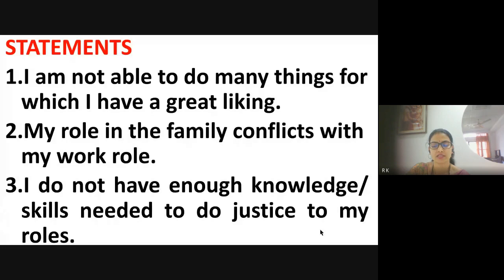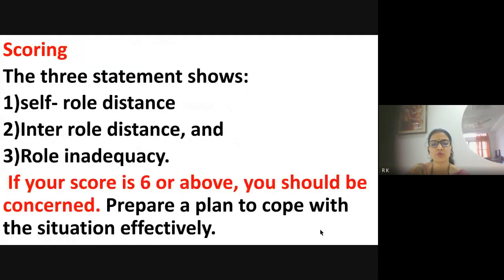Okay, so these are the statements. Now if the scoring is above 6, then we need to think through how best I can improvise on that. We need to prepare a plan where we can cope with the situation effectively. So this is a state of concern.